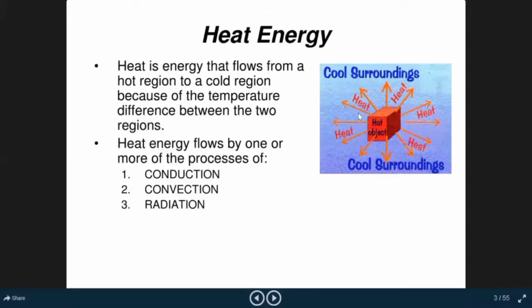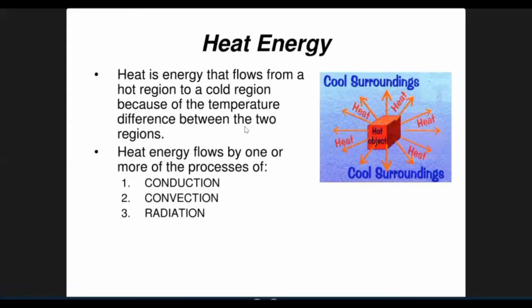So, what is heat energy? We need to understand that heat or thermal energy will always flow from a region of higher temperature to cooler temperature. Okay, so over here you can see if there is a hot object and cool surrounding, heat will move from the hot object to the cooler surroundings.